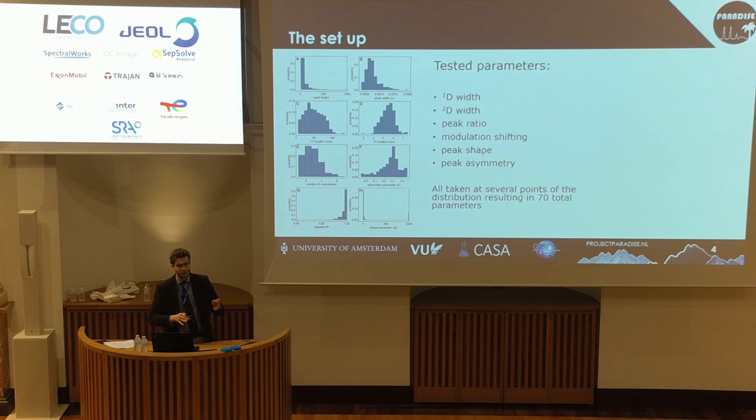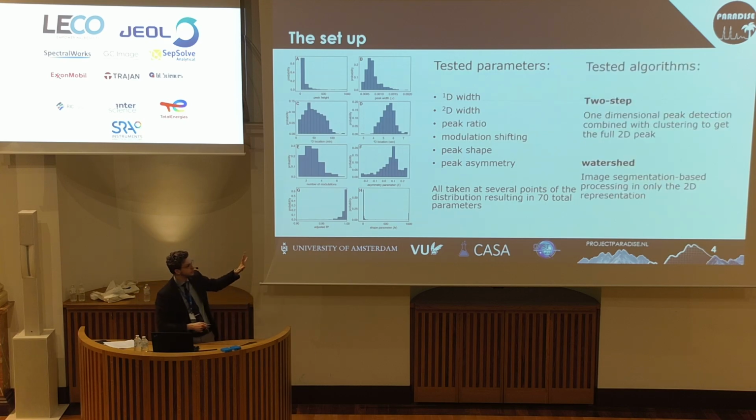And then we looked at the width in the first dimension, the width in the second dimension, peak ratio, so the difference in height, what that really means we'll get to in a moment, modulation shifting. So as you know, in GCxGC, your modulations change slightly in second dimension retention time if you go further. The peak shape, so the M value, and the peak asymmetry, so the E value. And then we took all of these, created a lot of simulated data. How we did, we'll get to in a moment.